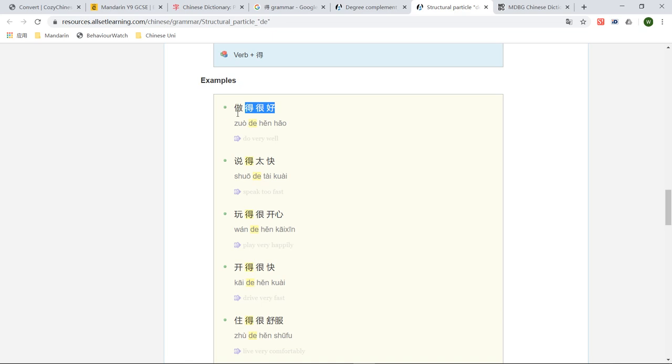However, we have to follow this structure. It's always a verb, de, and adjective. It can be other things, but if we just put an adjective after, you can't put it the other way. You can't say adjective, de, and verb. You can't do that. So if we use this de, this is a pattern.